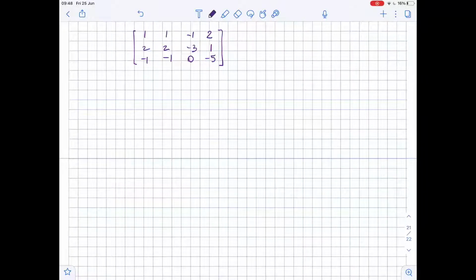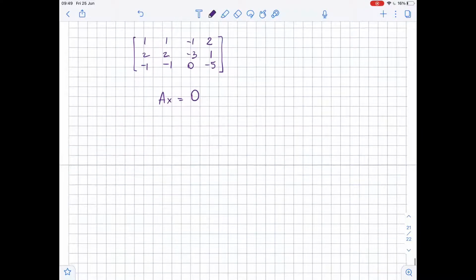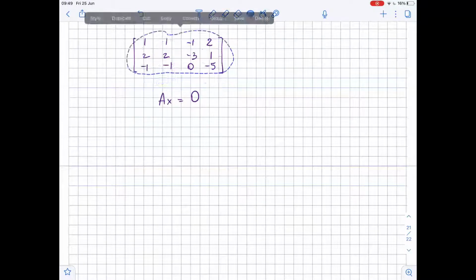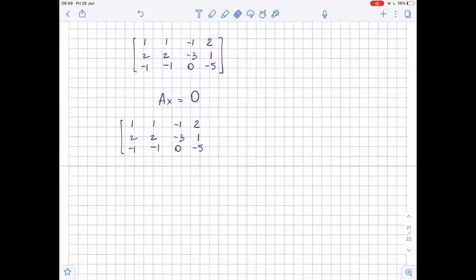So we need to find the null space of the given matrix. We will solve Ax equals 0 equation using Gauss-Jordan reduction method. So we will start by writing down the augmented matrix, which looks like this. So here we have 0, 0, 0. And we will do that by performing row operations.